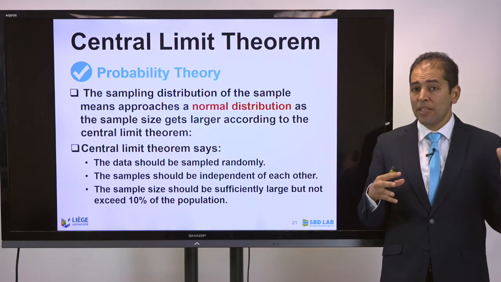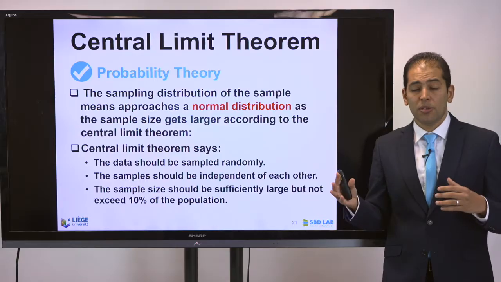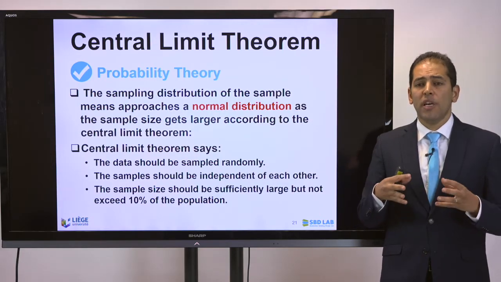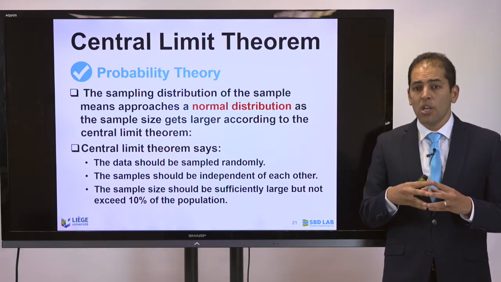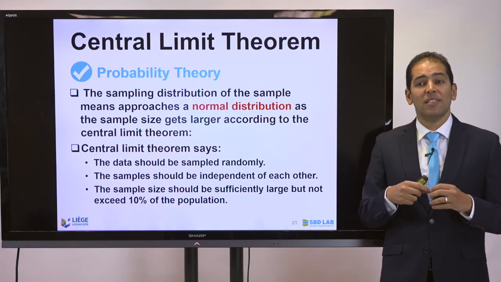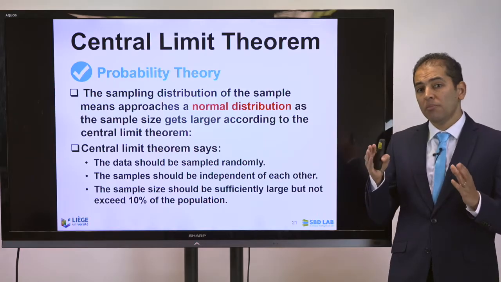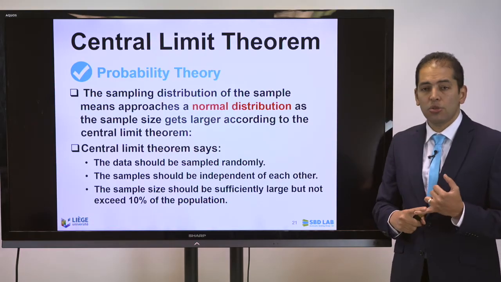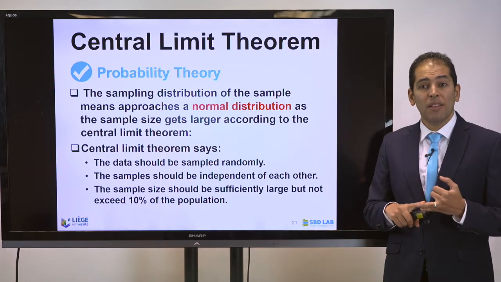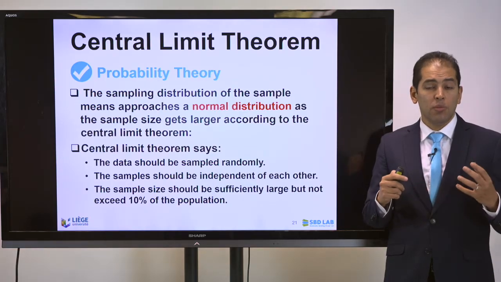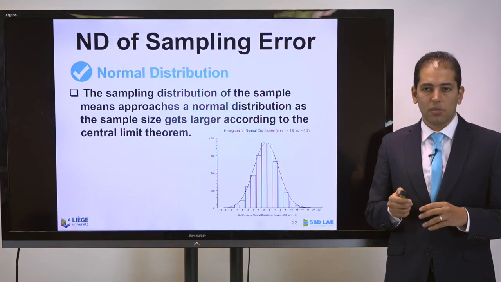So as you can see, I mentioned 2.5 earlier, and here it's 10%. For sure, in many situations it's very difficult even to reach 1%. So it's very important to understand the central limit theorem, check the two options I mentioned for sizing, but meet those three criteria: the data should be random, the samples should be independent of each other, and the size should be large enough but not exceeding 10%.